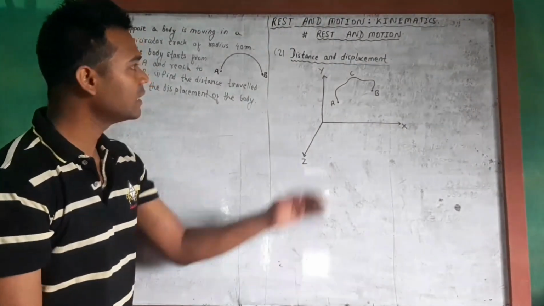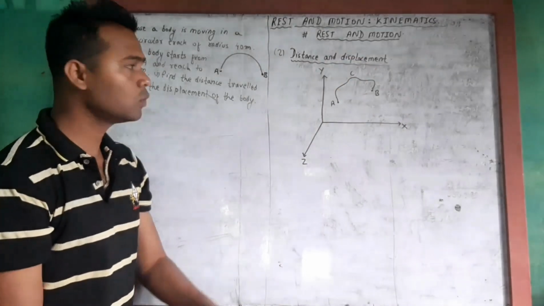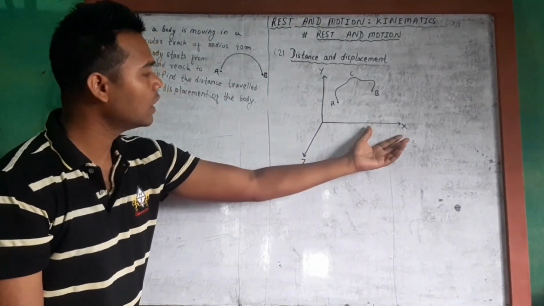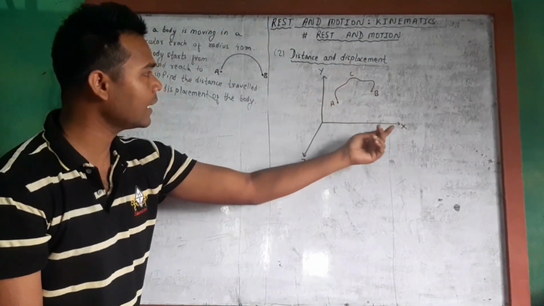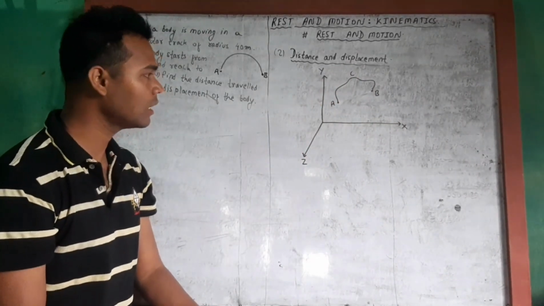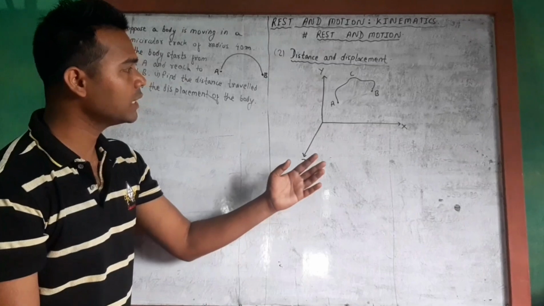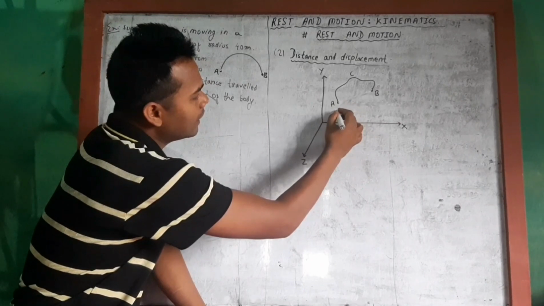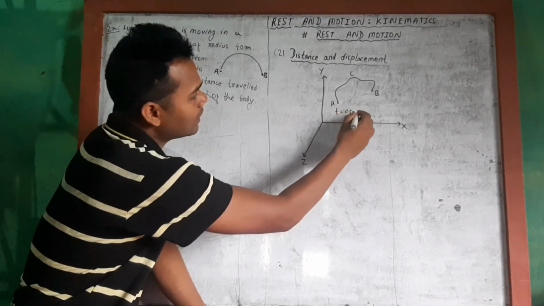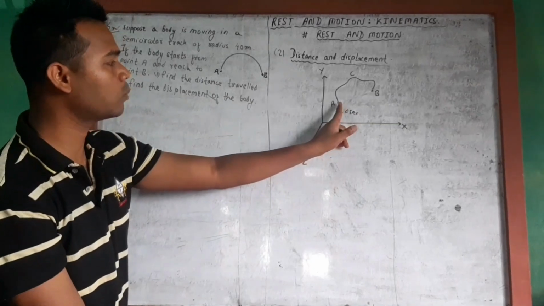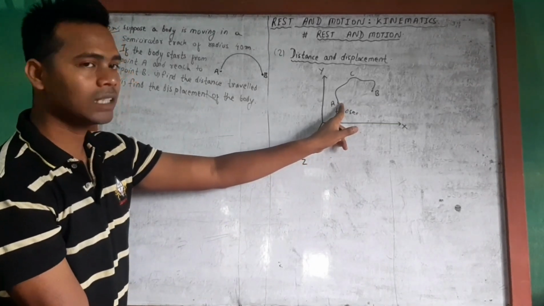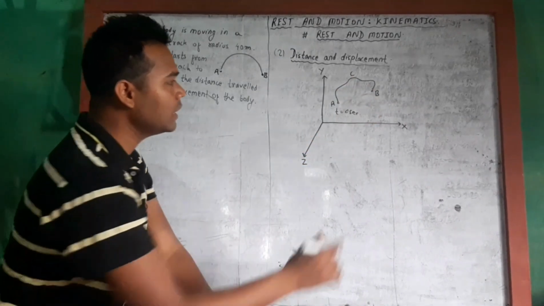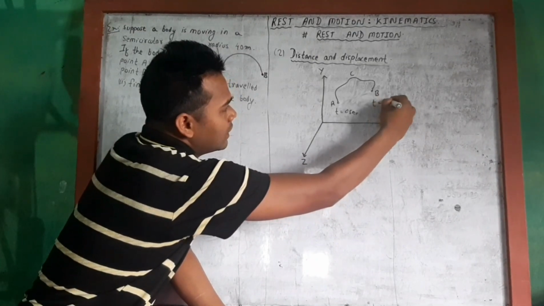Our next topic here is distance and displacement. To understand distance and displacement, let us represent one reference frame by the x, y and z axes, and let there be a body initially at point A. At the time t equals 0 second, the body is at point A. The body starts to move. It reaches point C and finally reaches point B at time t equals t second.